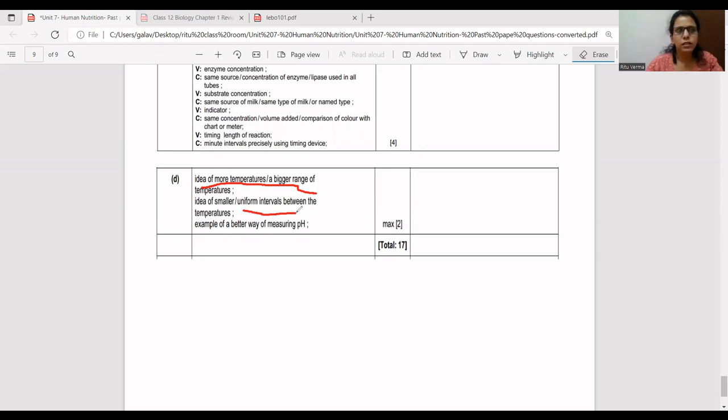Instead of taking a time gap of 2 minutes, we can choose a smaller gap, 50 seconds or 30 seconds or 1 minute. A time gap of 1 minute between each recorded observation. By modifying the experiment in this way, it will help us in better identification, or better finding, of the optimum temperature for lipase enzyme.